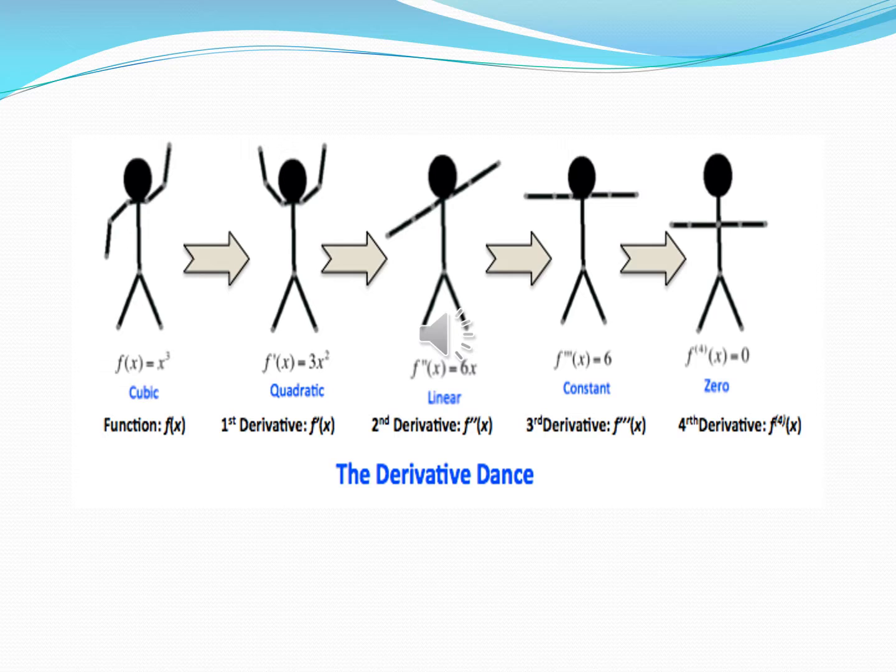Finding the derivative of a cubic function gives a quadratic function. Finding the derivative of a quadratic function gives you a linear function. Finding the derivative of a linear function gives you a constant. And finding the derivative of a constant gives you zero. This is known as the derivative dam.